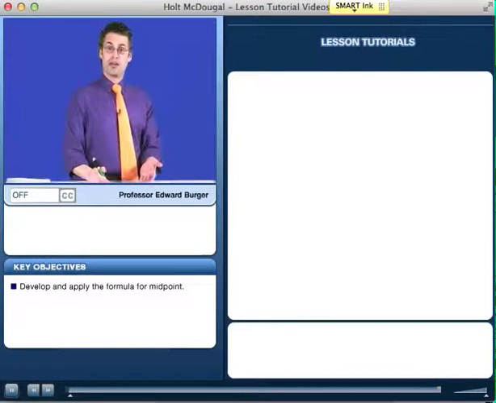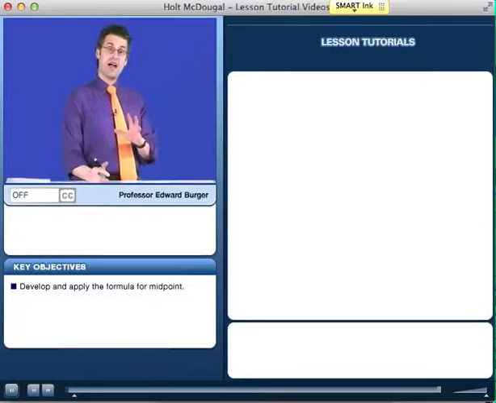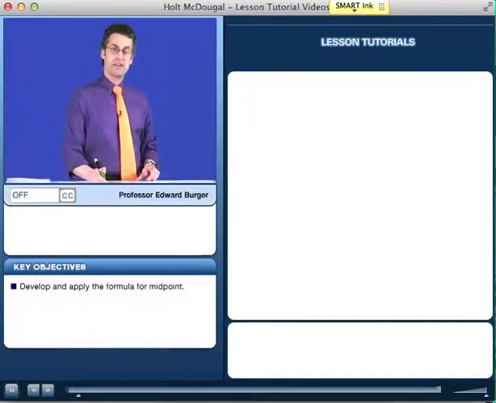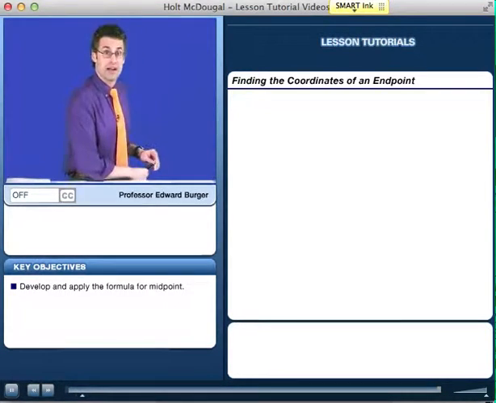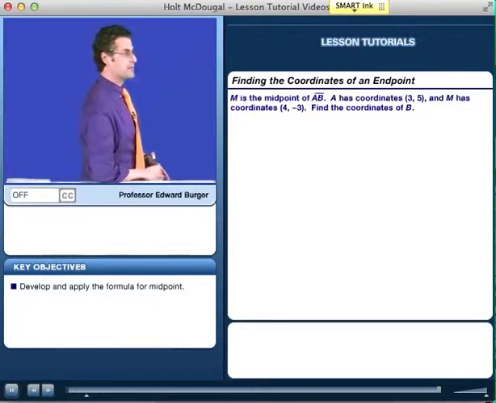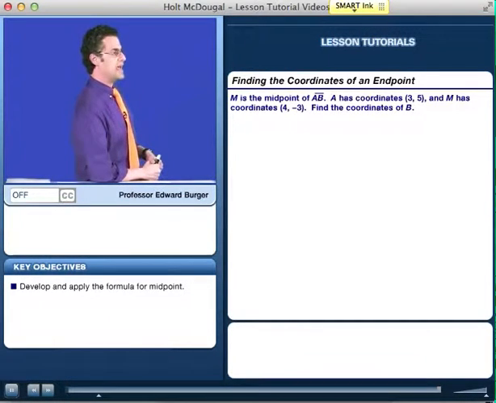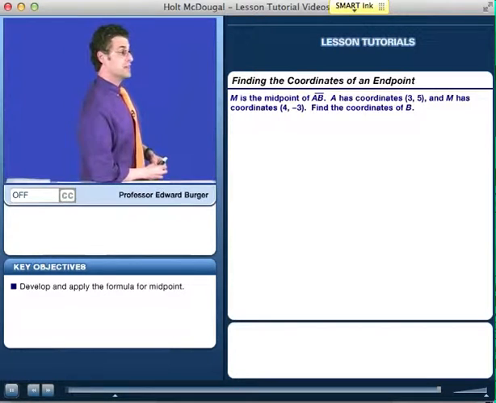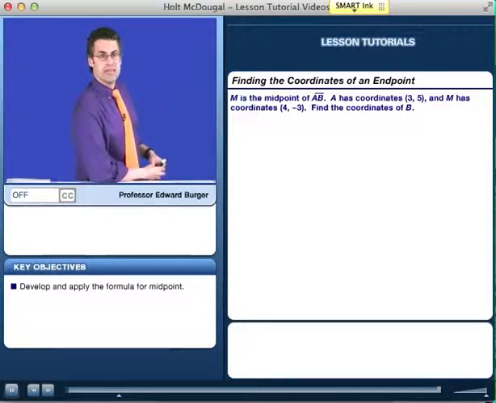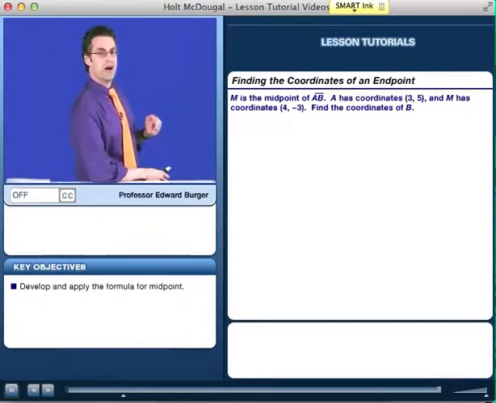You can use the midpoint formula to actually find parts of a line segment that you thought maybe were impossible to find. Let's take a look at this example and you'll see what I mean. So M is the midpoint of the line segment AB. And we're told that A has coordinates (3, 5), and M, the midpoint, has coordinates (4, -3), and our mission is to find the coordinates of B. That is, to find the coordinates of the other endpoint of the line segment.